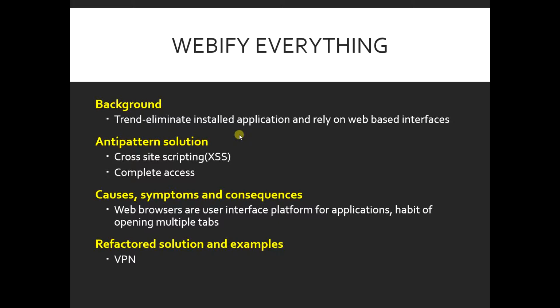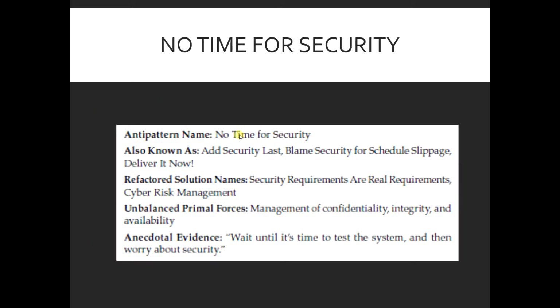Then we have the third type of anti-pattern, called No Time for Security, as the anti-pattern name, and this is also known as Add Security Last, Blame Security for Schedule Slippage, Deliver It Now. The refactored solution name includes Security Requirements Are Real Requirements, cyber risk management. The unbalanced primal forces are management of confidentiality, integrity, and availability.